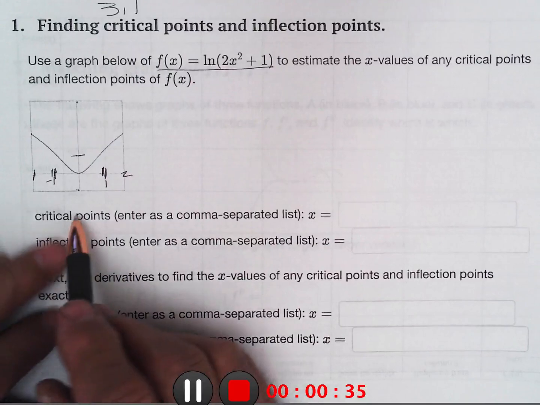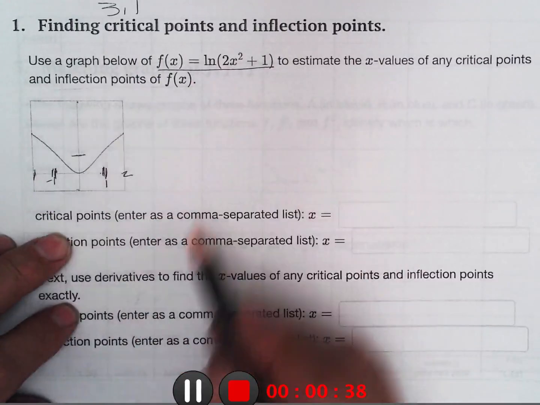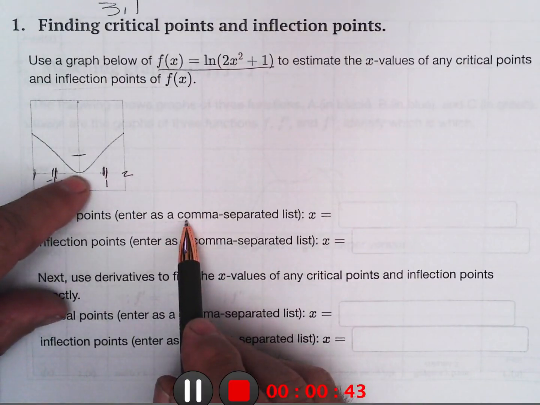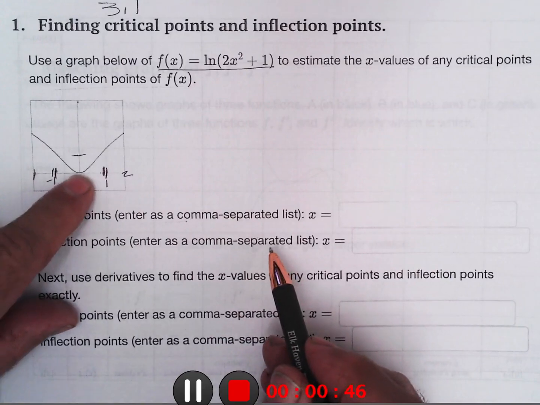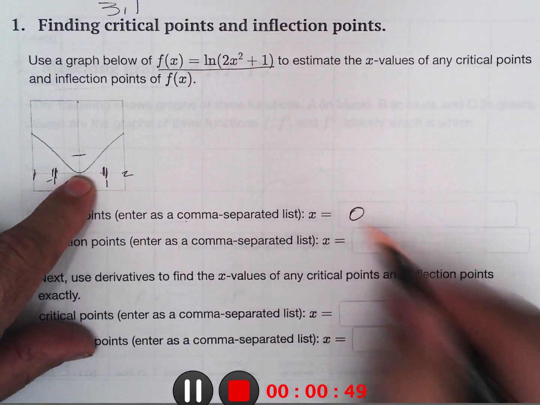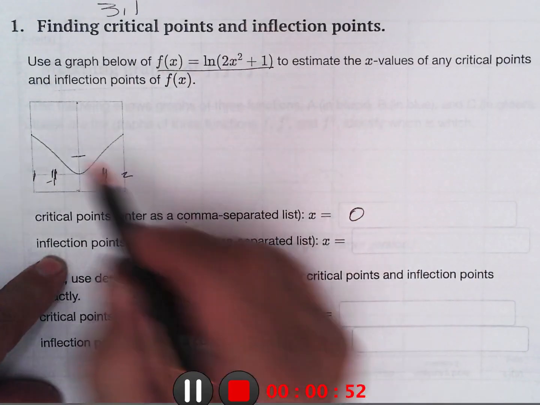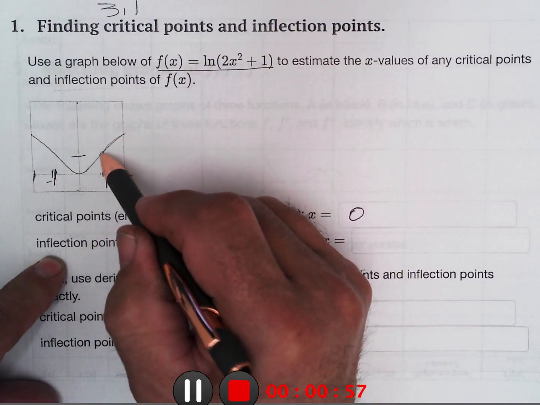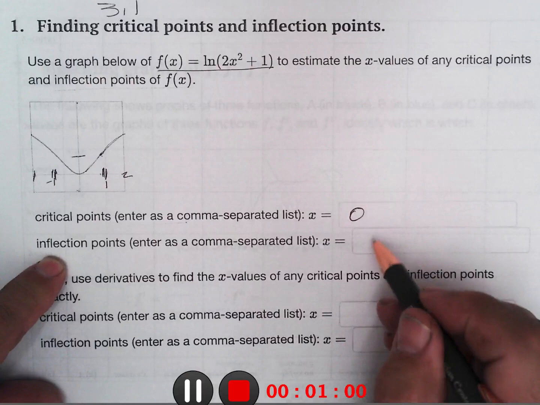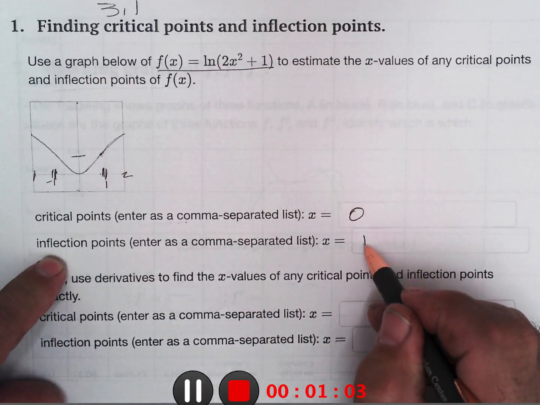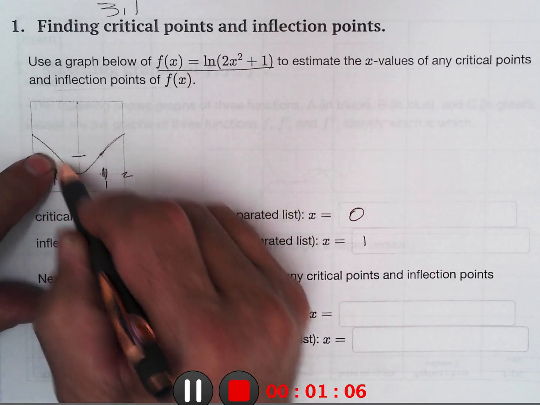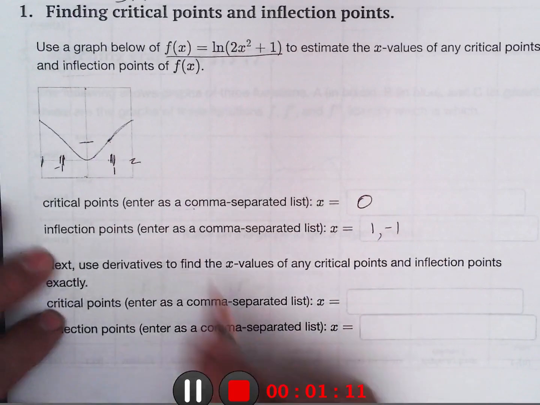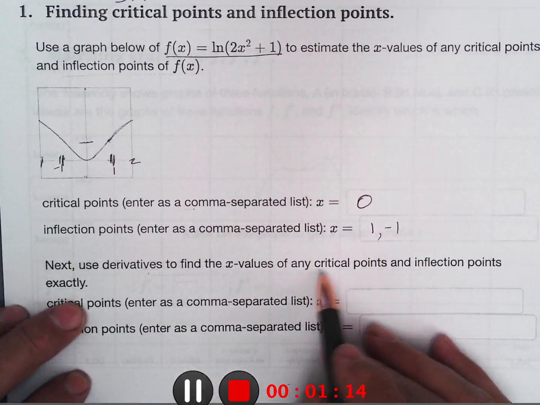And it says critical points. Critical points are where the slope is undefined, or it's 0, and it looks like it's 0 at 0. Inflection points. Well, this is curved up, and then it curves down. So somewhere in here, maybe at 1 or so, we think there might be an inflection point, and it's curved down and then curved up, so there might be one at -1. Now it says use derivatives to find any critical points and inflection points.